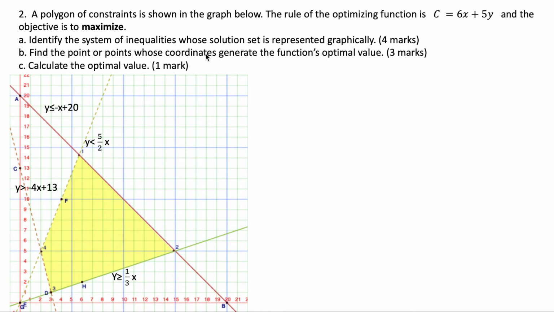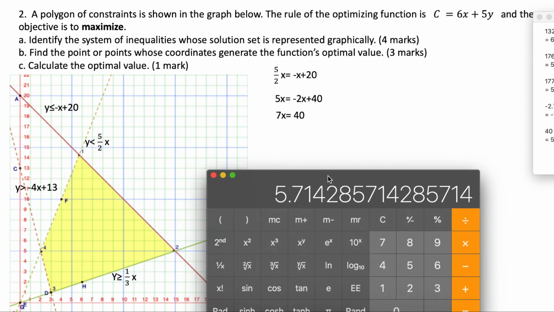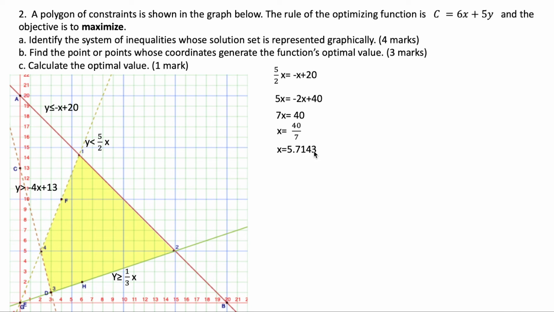Find the point or points whose coordinates generate the function's optimal value. I need to figure out each vertex. This one here, I can't read it off the graph, so I'm going to have to calculate it. We have y equals 5 over 2 x, where it meets y equals negative x plus 20. I set up my system of equations. I want to get rid of this 2, so I'm going to multiply each term by 2. That gives me 5x equals negative 2x plus 40. I'm going to add 2x to both sides, and that gives me 7x equals 40. Divide both sides by 7, and 40 divided by 7 is 5.714285 and it goes on forever. 5.7143, we can round it.